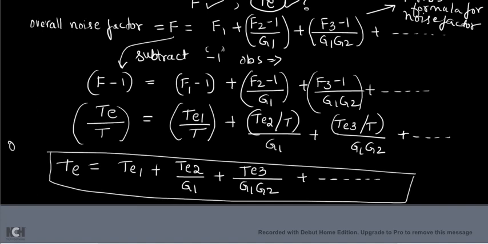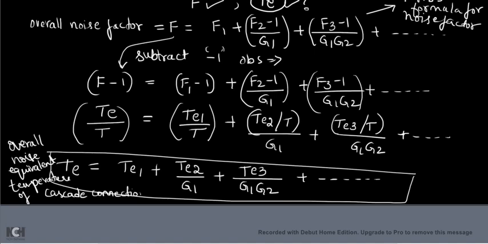What is this equation? This is the overall noise equivalent temperature of cascade connection.